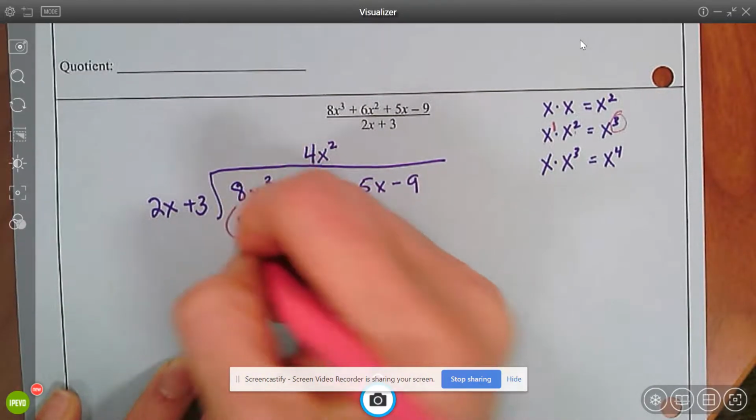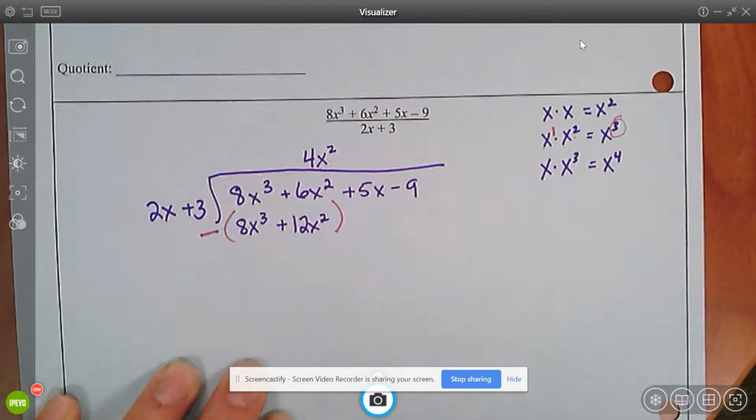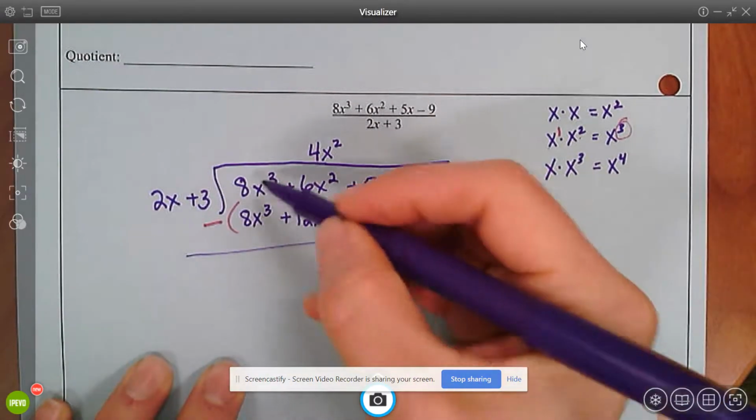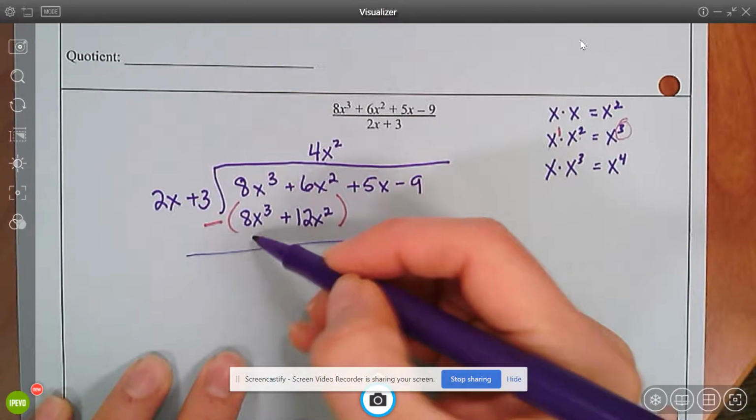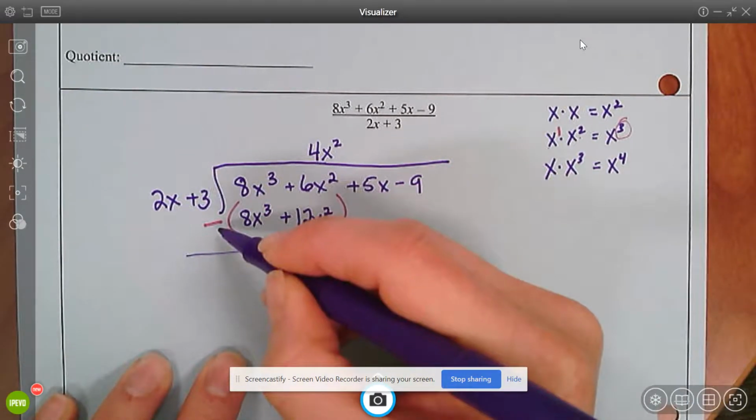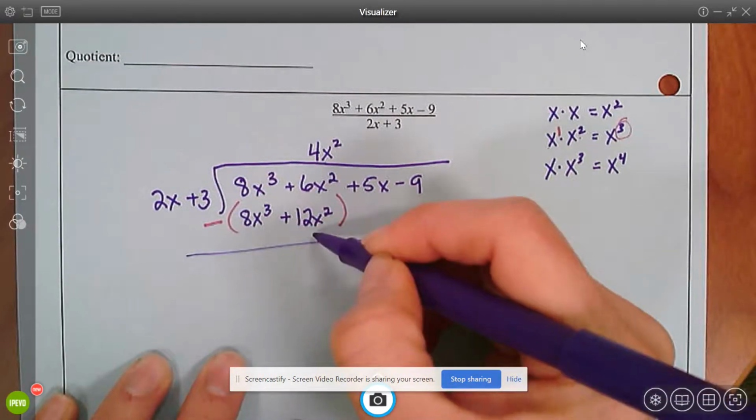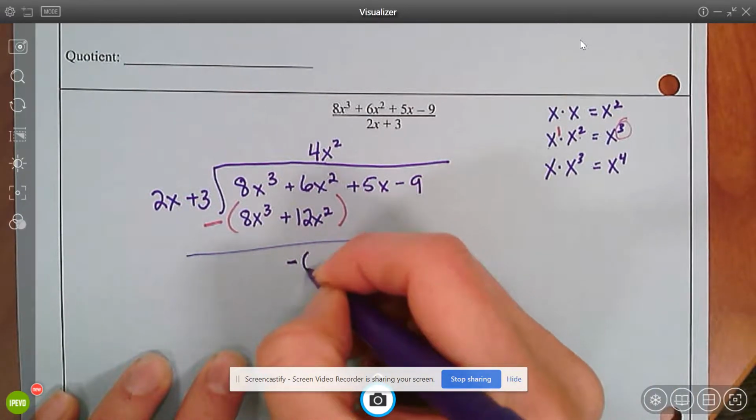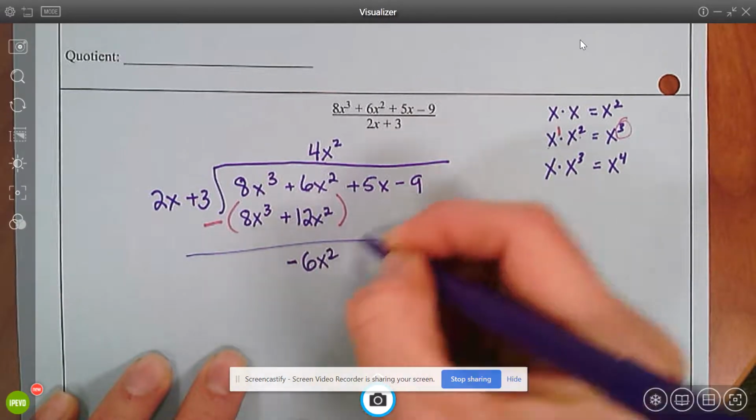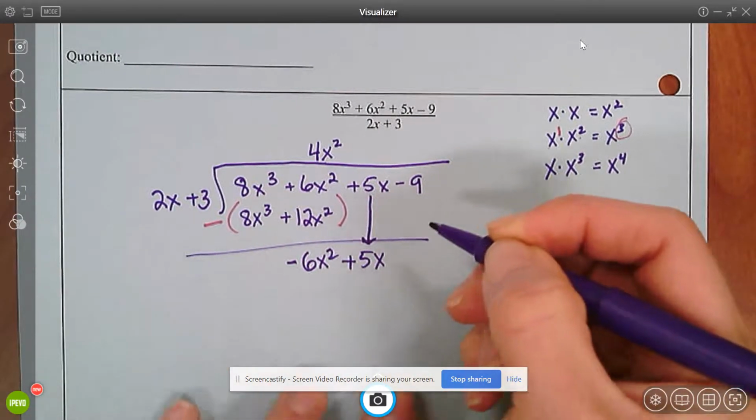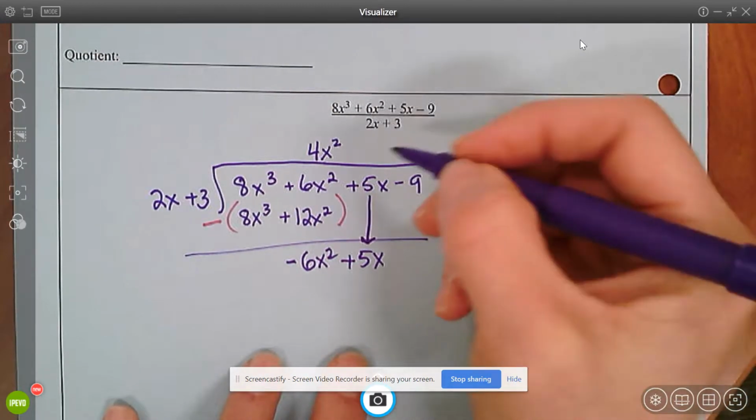Now I'm going to subtract this whole quantity. 8x cubed minus 8x cubed is 0. You don't have to write it. And then you've got 6x squared. This minus applies to here, so minus 12x squared. 6 minus 12 is negative 6x squared. And we're going to bring down this plus 5x and go through that process again.